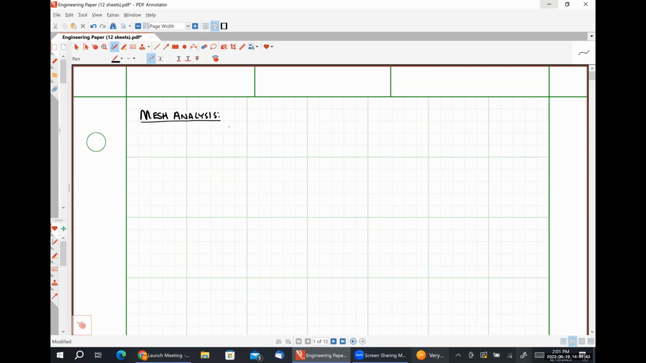So I'm going to start by drawing a circuit. And this circuit is going to contain only voltage sources. And after we understand the basics, we'll include current sources and learn about super meshes, again, very similar to what we experienced with our nodal analysis last Thursday. So let's say that we have a 10-volt source here.